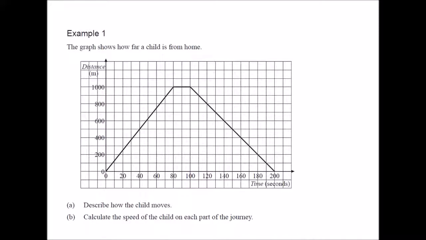The first part of the journey is this motion here. First of all, the child is moving away from home at a constant speed, because we've got a constant steepness. We're moving away 1,000 meters, and that's taken 80 seconds. The second part of this journey is this horizontal section here. At this point, the child is not moving. The child remains in the same position for 20 seconds.